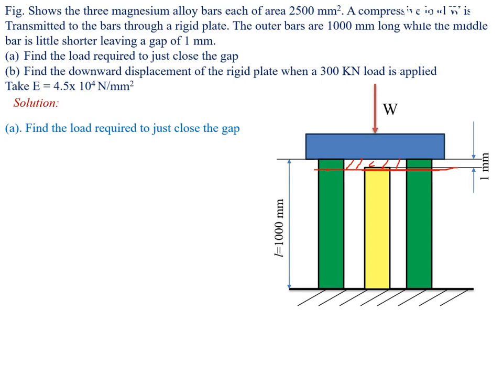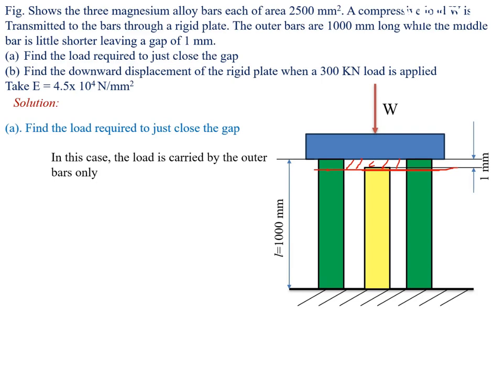Here the gap between the outer bars and the inner bar is 1 mm. So when we apply the load up to the 1 mm, deformation is possible only for the outer bars, because in this condition the load will be carried only by the outer bars. So the gap is 1 mm, which means when you apply the load, deformation is possible for the outer bars. That deformation value is 1 mm.